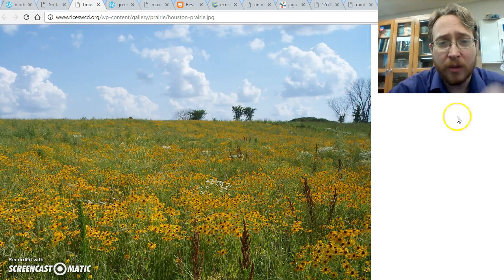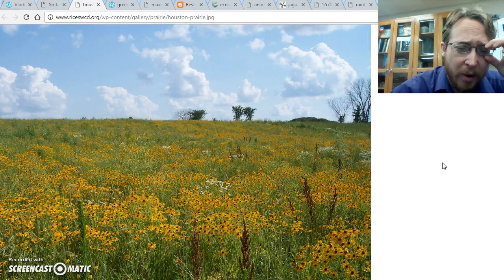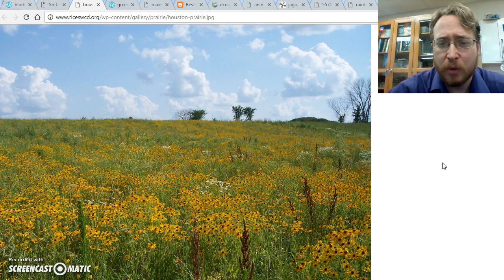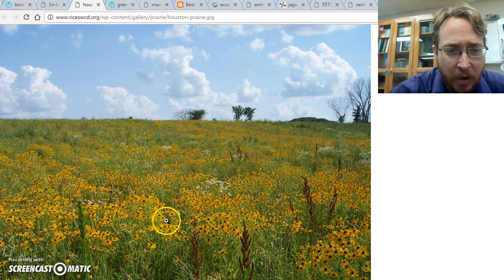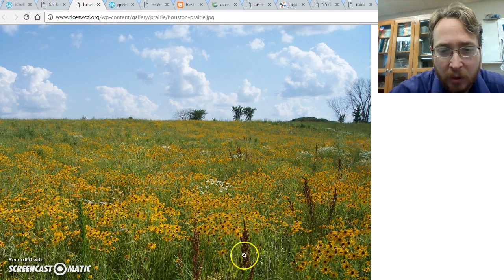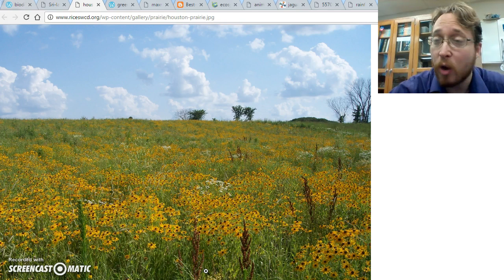Let's take this prairie, for instance. Now, when we look out at a prairie, we may think, well, that's pretty much just a bunch of grass. But if we look closely, we see, well, there's this yellow flower species. There's this stalk, this brown stalk. There are white flowers here. And yes, there are grasses, but there are all different types of grasses in addition to bushes and shrubs and trees out there.